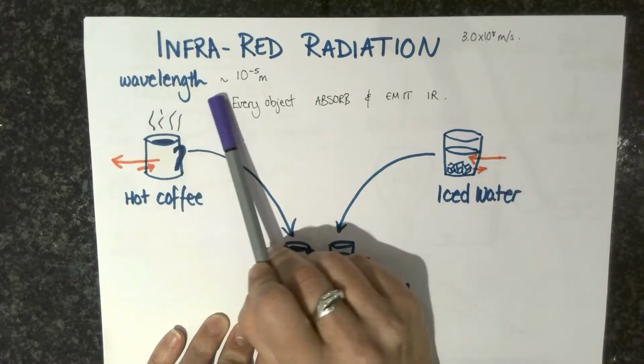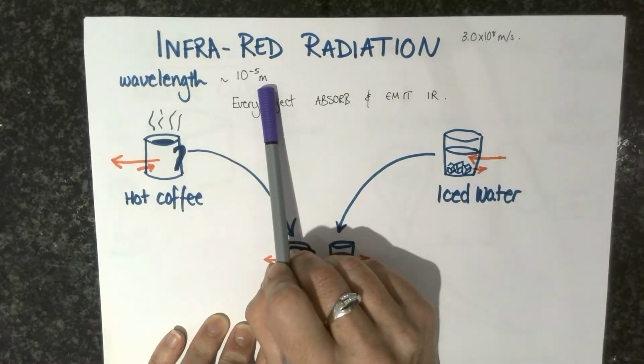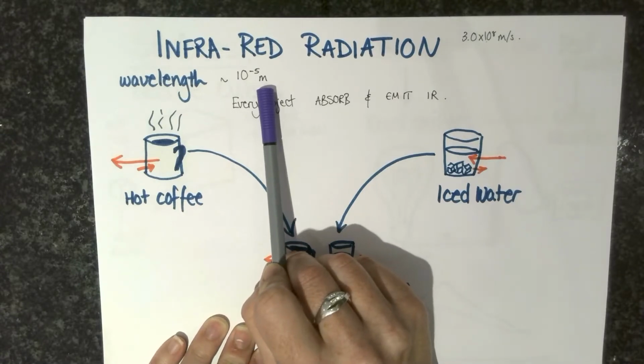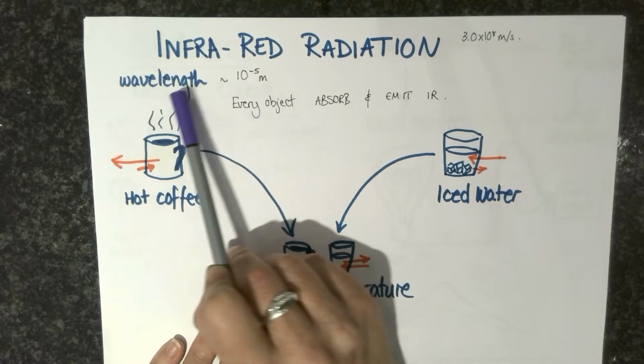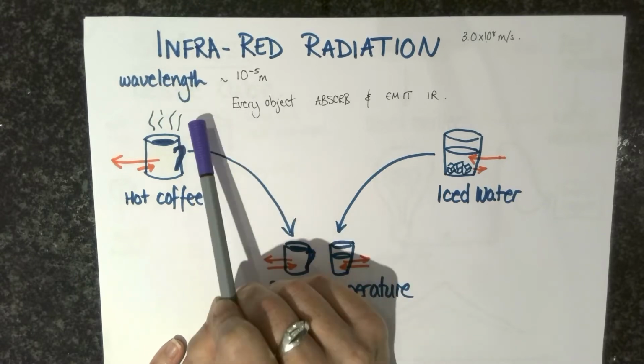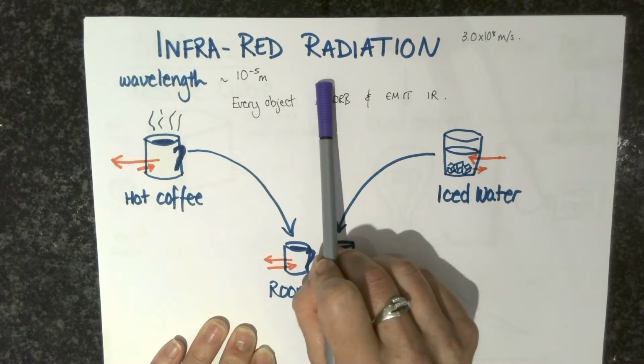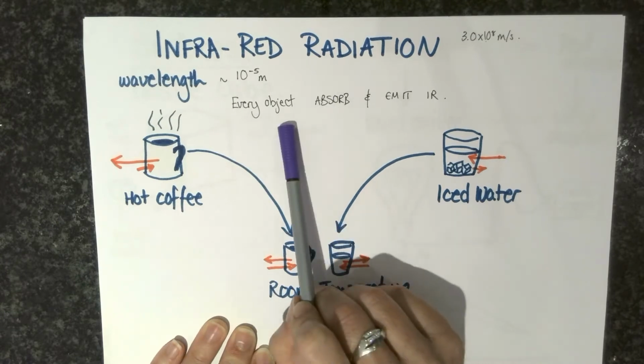Now, the wavelength of the infrared radiation is approximately 10⁻⁵ meters. That's quite small. And in terms of our order of the electromagnetic spectrum, radio waves have the longest wavelength, then microwaves, and we're now at infrared radiation. Every object absorbs and emits infrared.